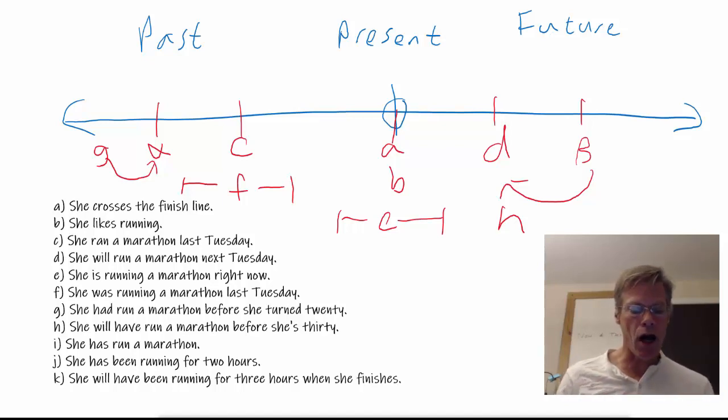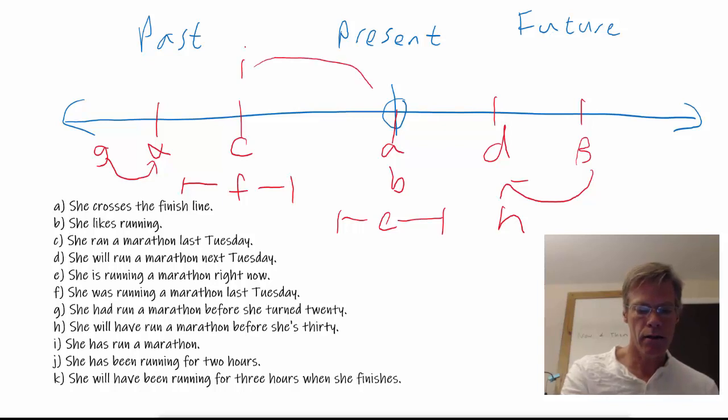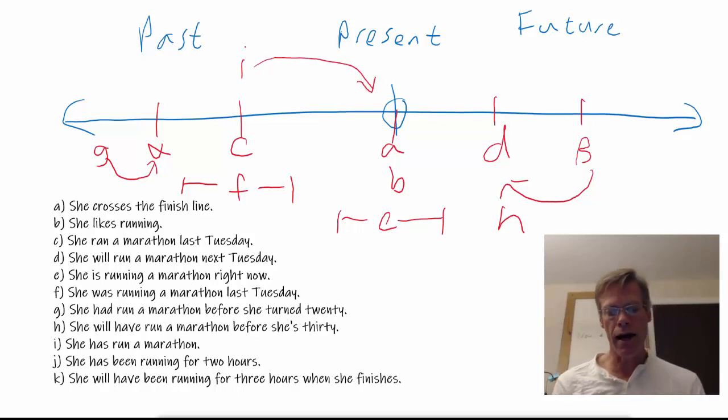So now let's think about I. She has run a marathon. In that case, again, we've got this event, I, of her running a marathon that is anterior now to the present. So we're not specifying any particular event. With the present perfect, we're just relating it to this moment of now as I'm uttering it. So prior to this moment of my saying so, she ran a marathon.